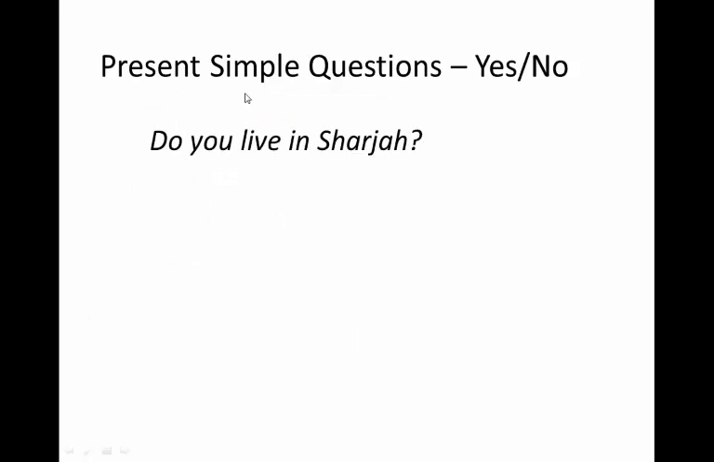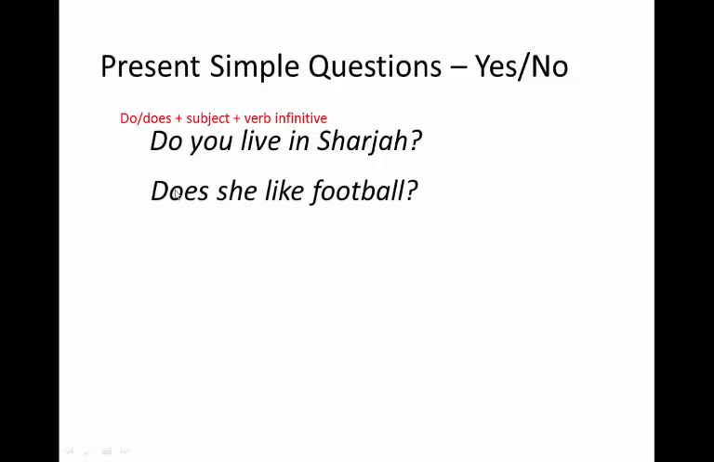Not every question needs a question word. Questions where the answer is only yes or no don't have a question word. So we can say, do you live in Sharjah? Answer yes or answer no. The pattern is the same. Do plus the subject plus the verb infinitive. The only difference is there's no question word at the front. Do, subject, verb infinitive. Does she like football? Do, subject, verb infinitive.